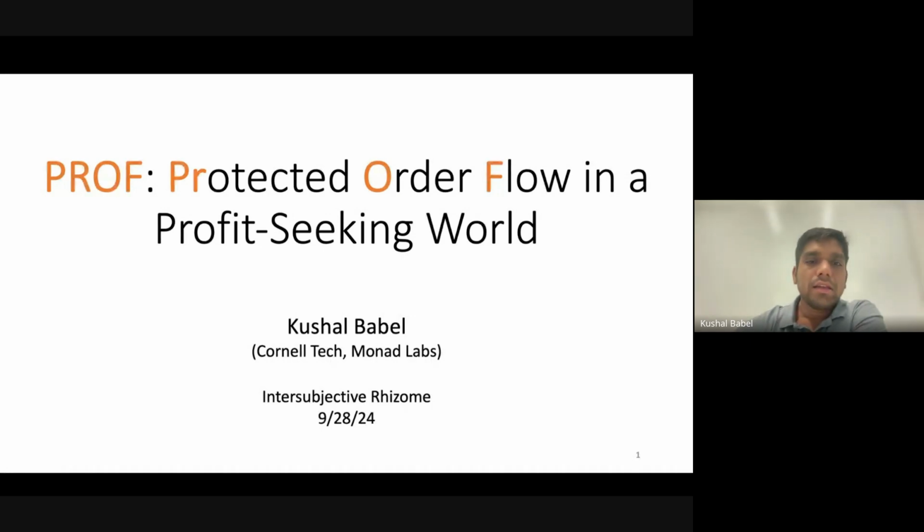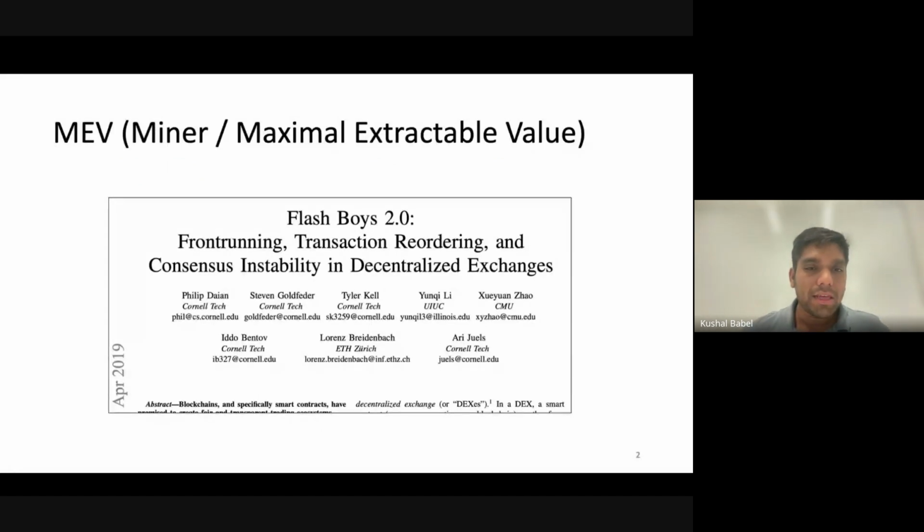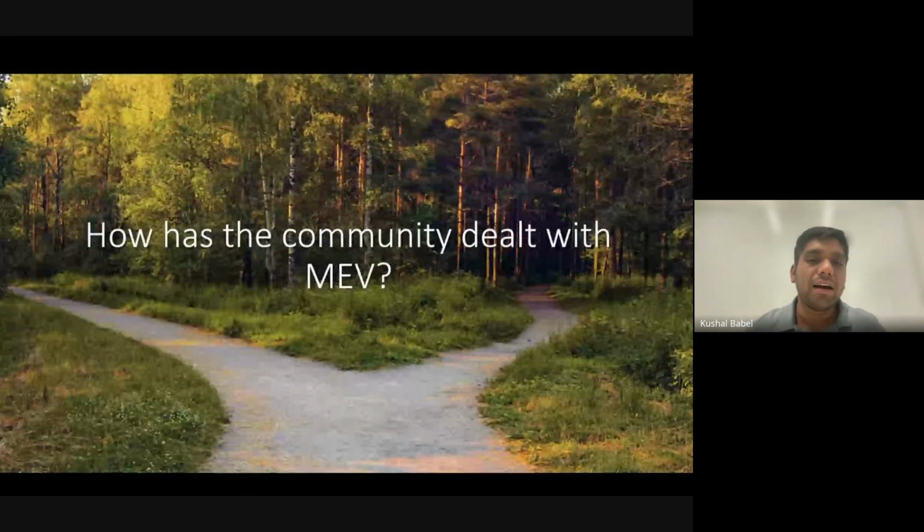Okay. So I'm sure you're familiar with the MEV problem, which is that validators have complete control over the blocks that they build, and as a result, they can reorder users' transactions, censor transactions, and even insert their new transactions. And this was uncovered in the original Flash Boys paper in 2019. Now, since 2019, how has the community dealt with MEV?